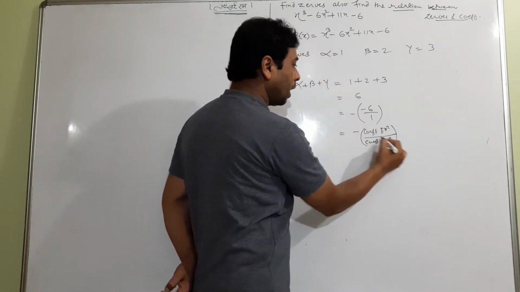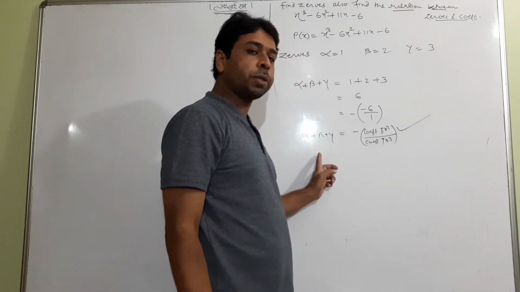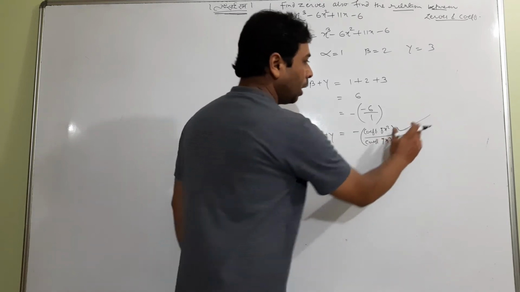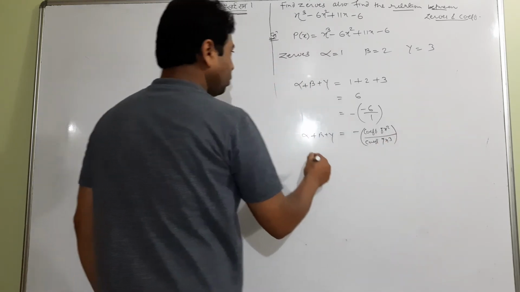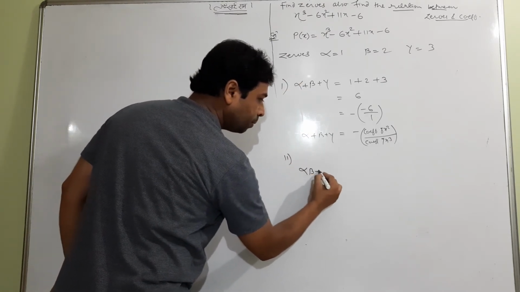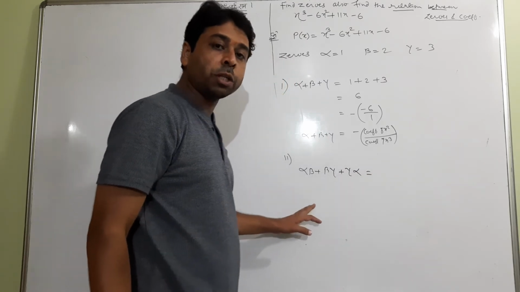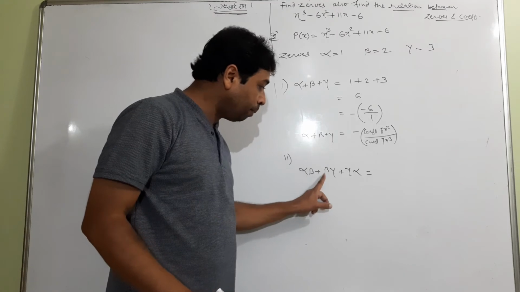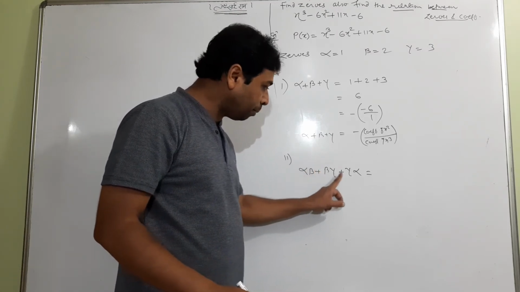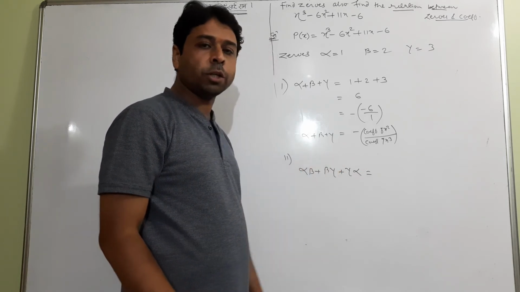So student, now remember, this always happens. You must remember that alpha plus beta plus gamma always comes negative, and this is a relation. Now I'll go with the second. Student, we have three things. First we have done. Second, very interesting, comes here: alpha beta, beta gamma, gamma alpha. This is a product of the zeros in pairs. This is the sum of the product of zeros taken in pairs.